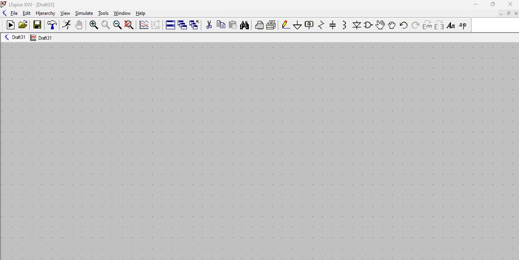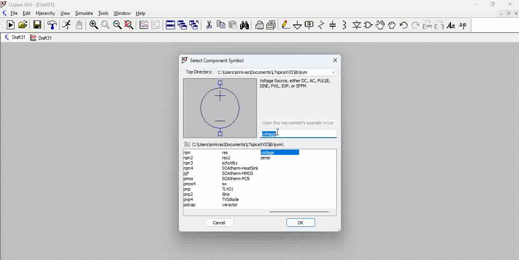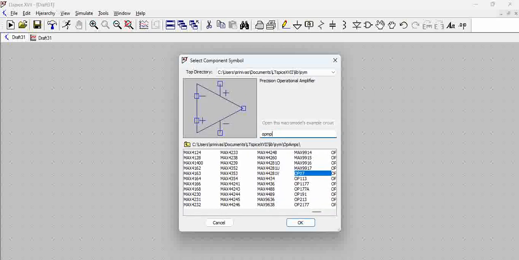Hello all, in this video we will see how to add a noiseless resistor to a given circuit. So let us see what these noiseless resistors are and what we mean by it. For example, let us form a simple op-amp based circuit.